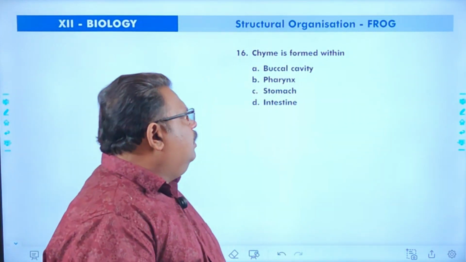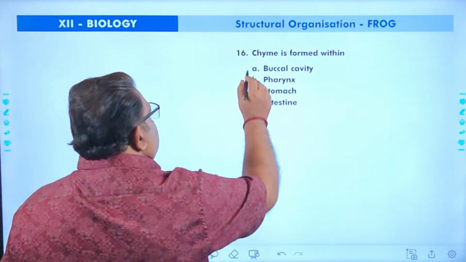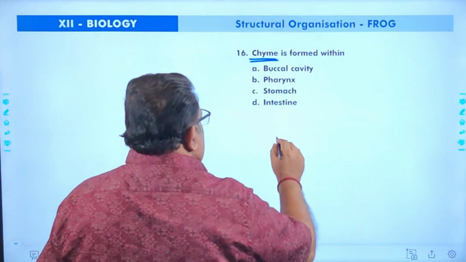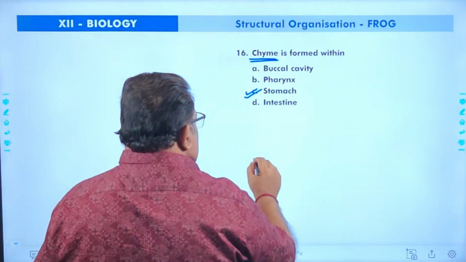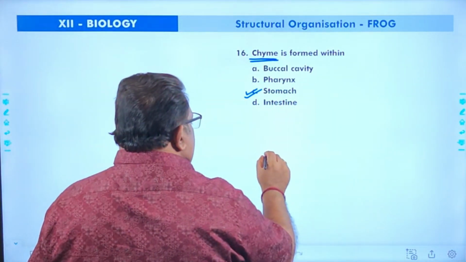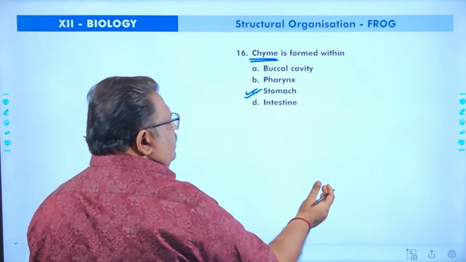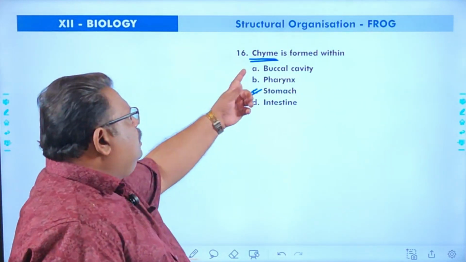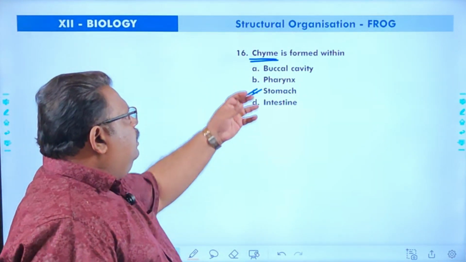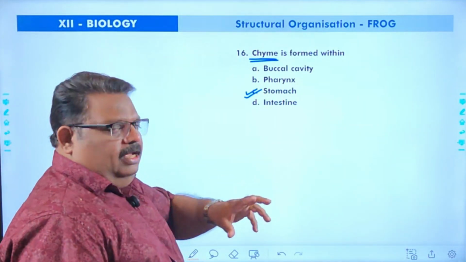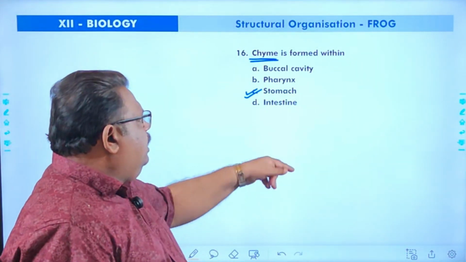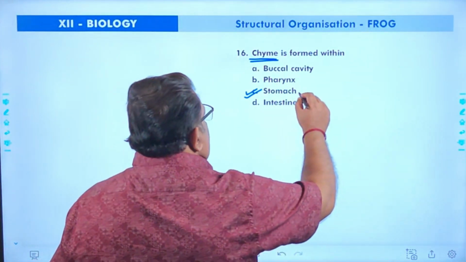Next one, chyme. Chyme means the partially digested food material produced inside the stomach. When the food enters the stomach, it undergoes partial digestion in presence of hydrochloric acid and gastric juice. That partially digested food is called chyme, and the chyme moves from stomach into intestine. So the final digestion takes place, and that is called chyle. Chyle is present in intestine and the chyme is present inside the stomach.